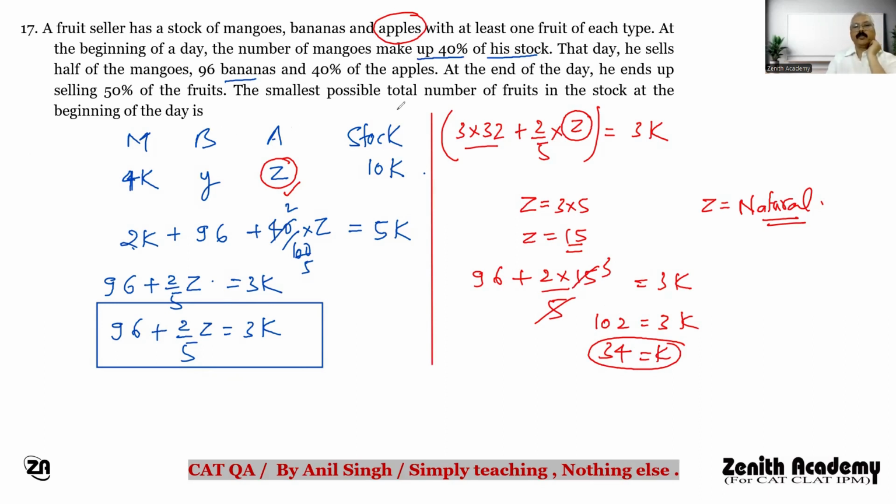You have to find the smallest possible total number of fruits in the stock at the beginning of the day. It was 10K. So the stock will be 10 into 34. Answer is 340.